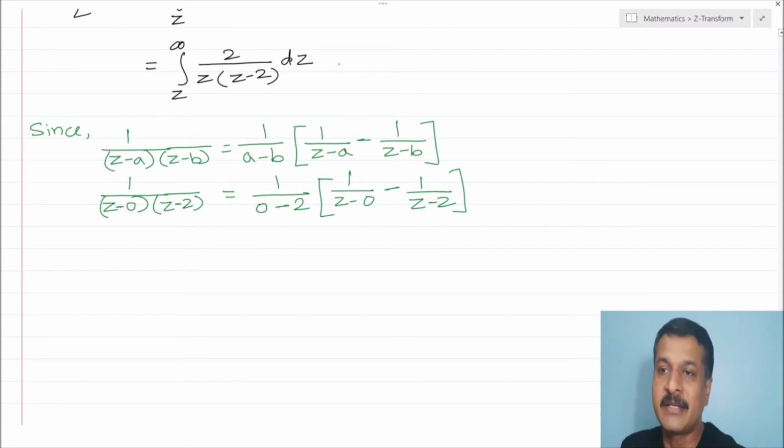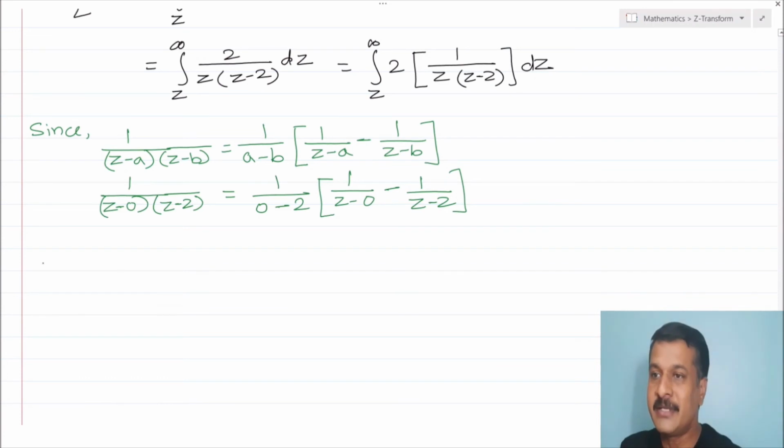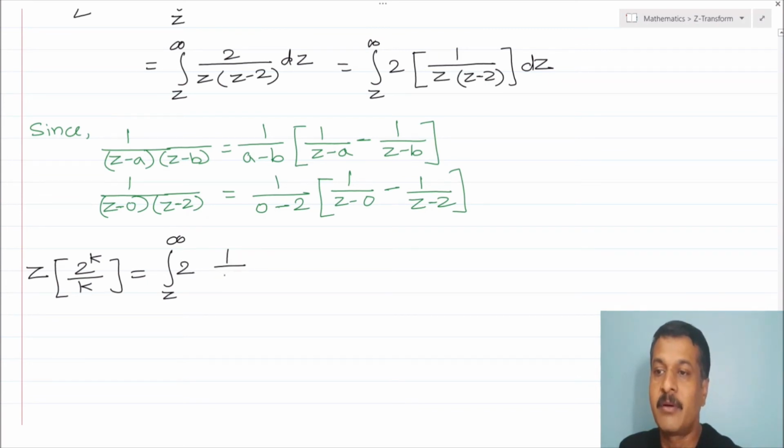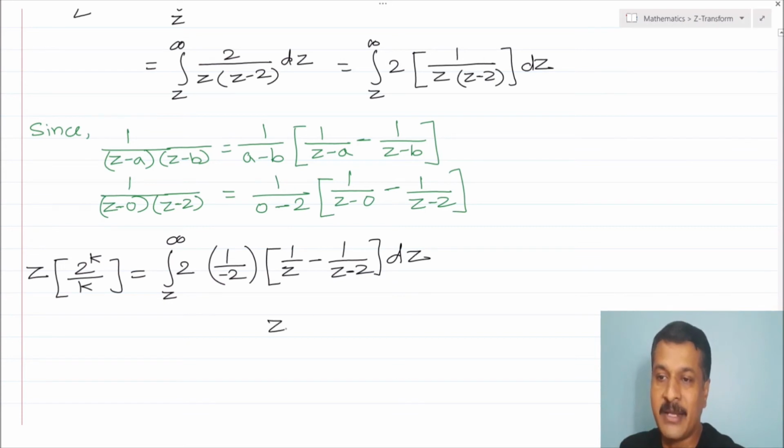So that is why I am getting here, if we consider z to infinity integration and this 2 into 1 upon z into z minus 2 dz. So left hand side z transform of 2 raised to k by k is equal to integration z to infinity here 2, and I am getting 1 upon minus 2 into 1 by z minus 1 upon z minus 2 into dz. You can simplify here, I am getting z minus 2 minus z, means minus 2, so same thing. So verification also there.